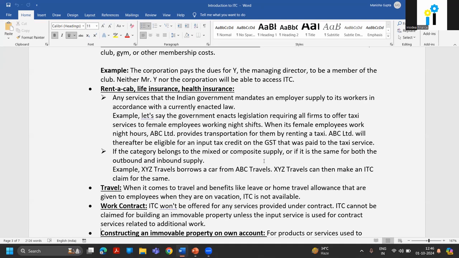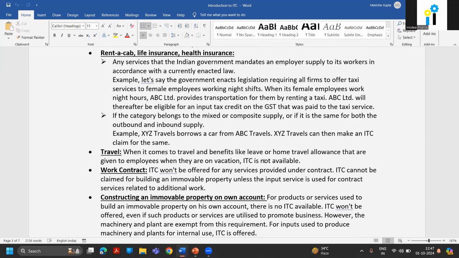Okay. If the category belongs to a mixed or composite supply, or if it is the same for both the outbound and inbound supply. For example, XYZ Travel borrows a car for ABC Travel. Can XYZ make the ITC claim for the same?